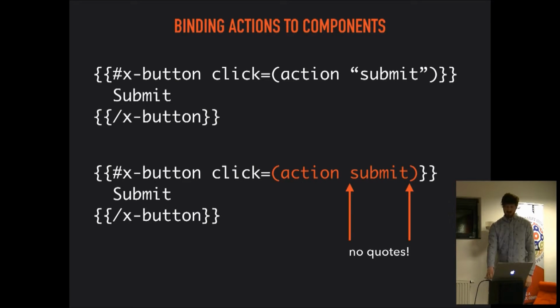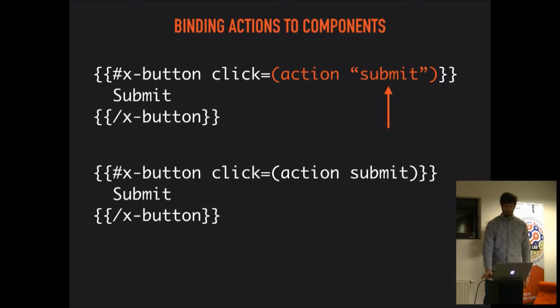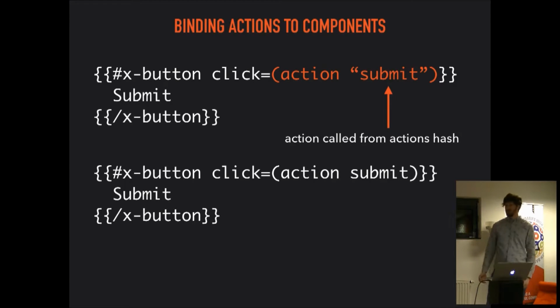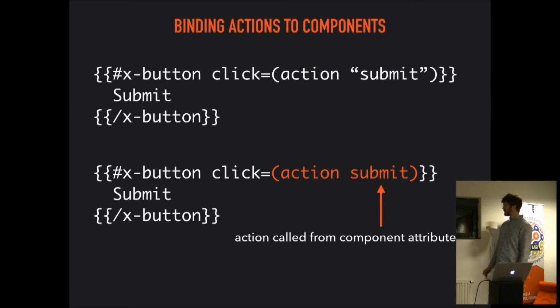And what that means is this one will call the action from the actions hash, and the second one will call the action from just the regular attributes on your component. And well, I'm explaining this quickly, but you'll see it later in action, and then it will probably become a little bit more clear. No pun intended. Yeah, sorry.